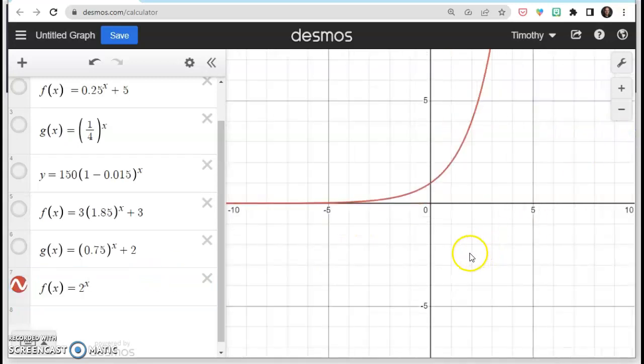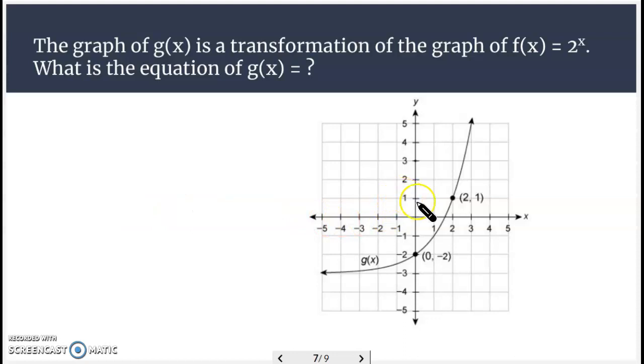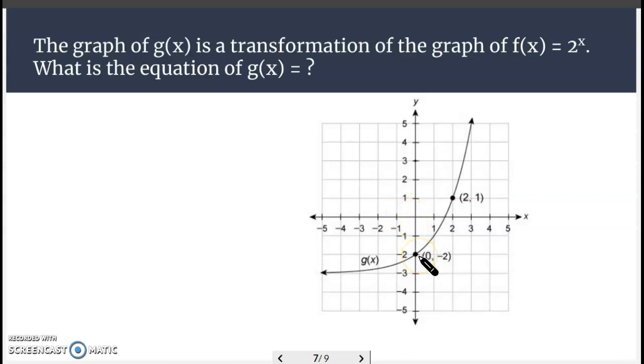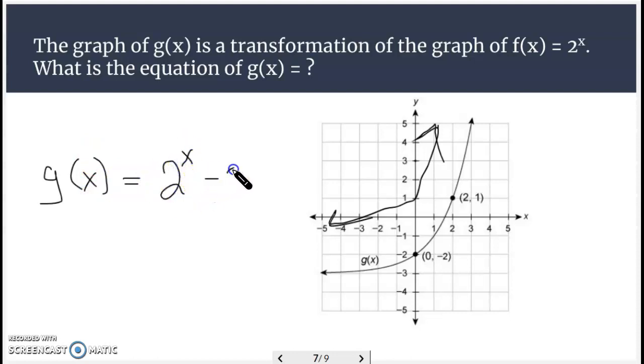All right, and let's just look at the basic function. So it starts out here, the original function at 0, 1, and now it's right here. It looks like it went down 2 spaces. It actually looks like it went down 3 spaces. All right, 1, 2, 3. So what's the equation of g of x? I think it would be this. G of x is equal to 2 to the power of x, and then minus 3.